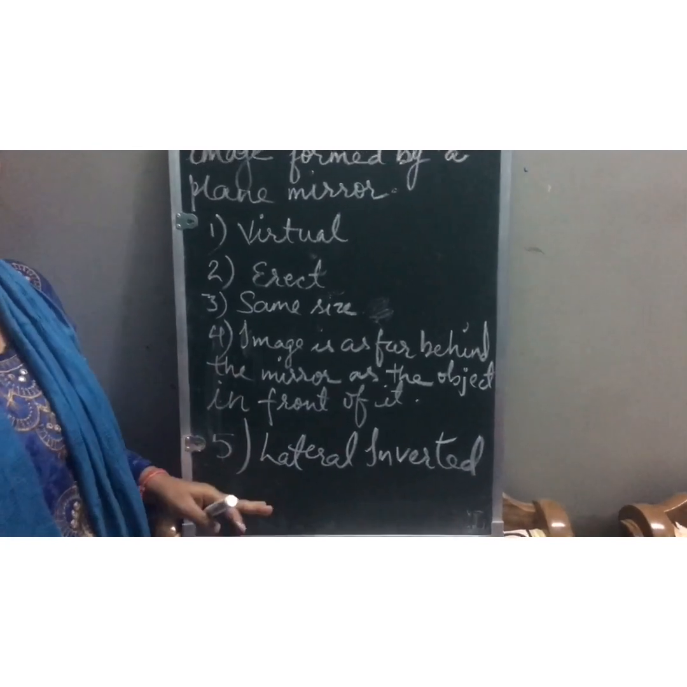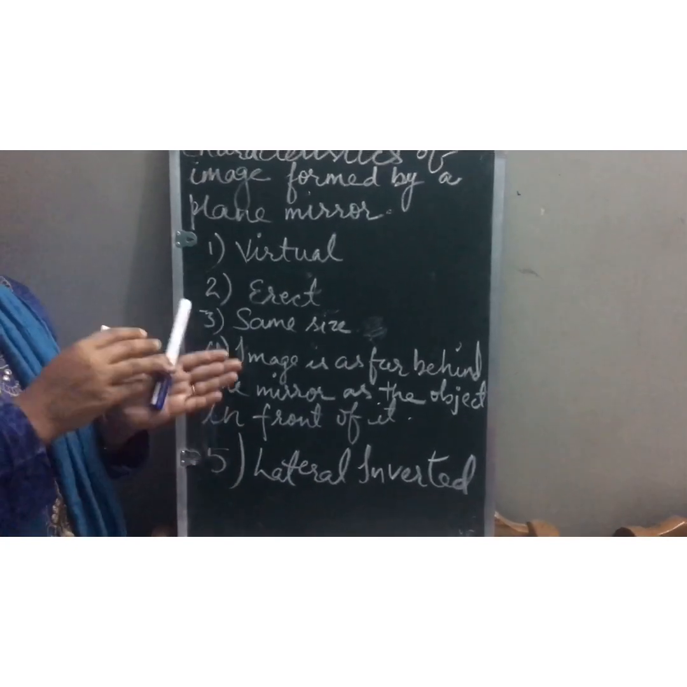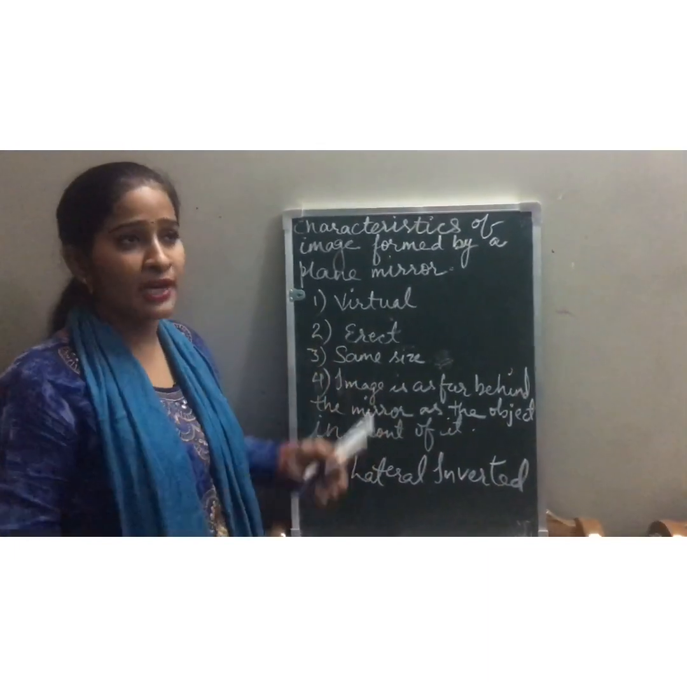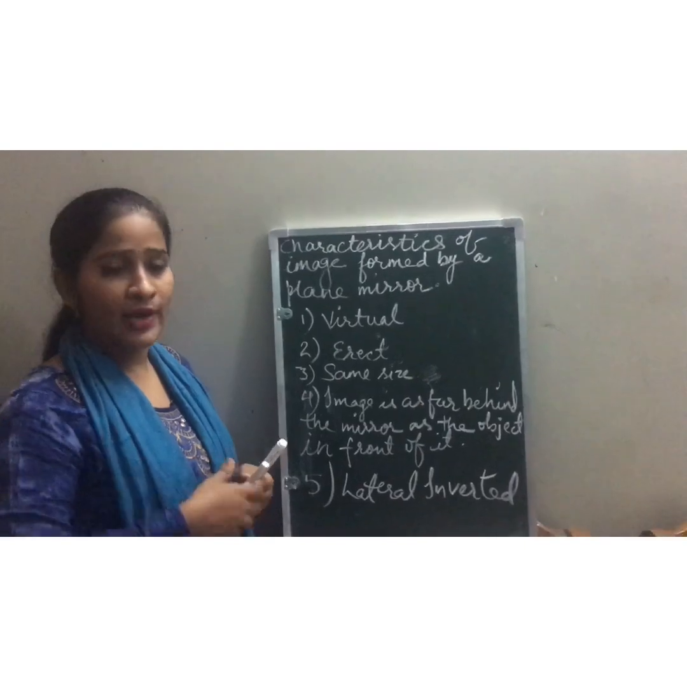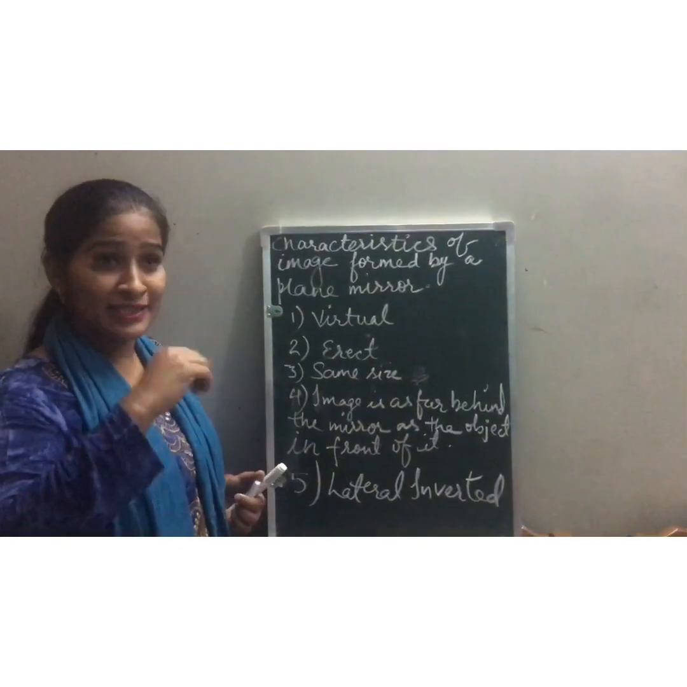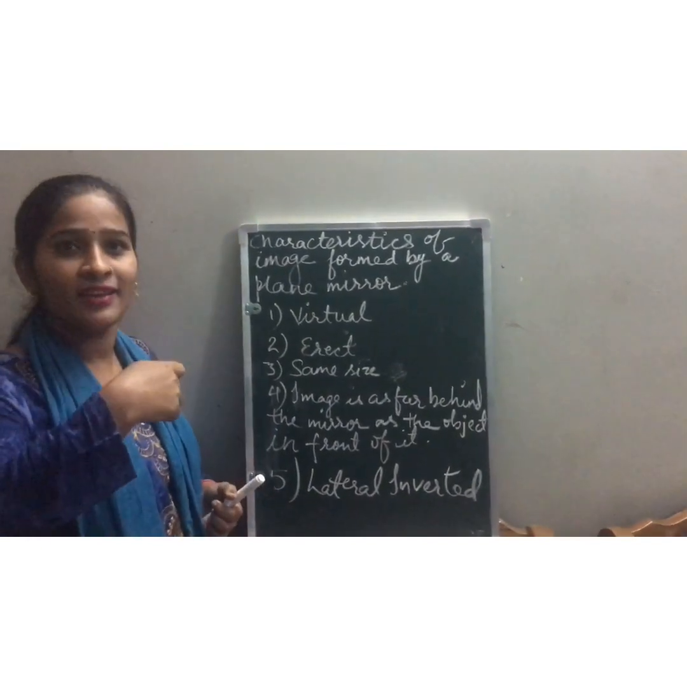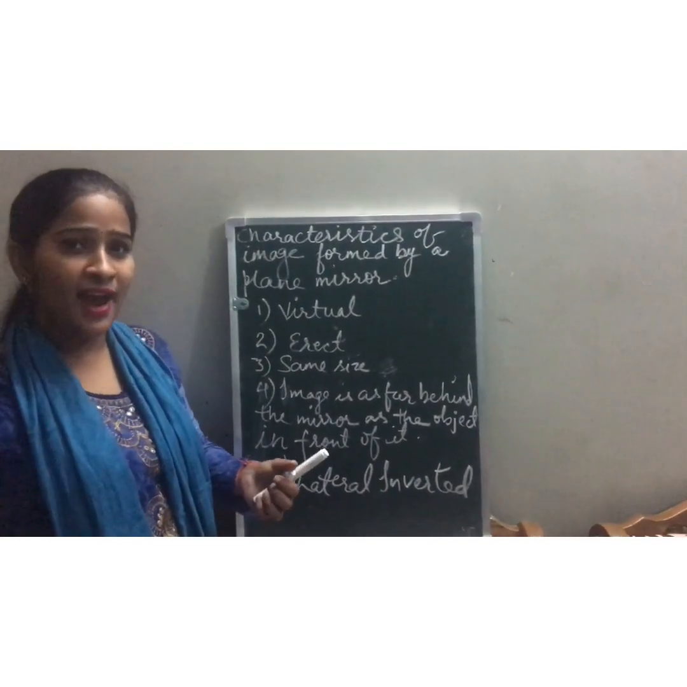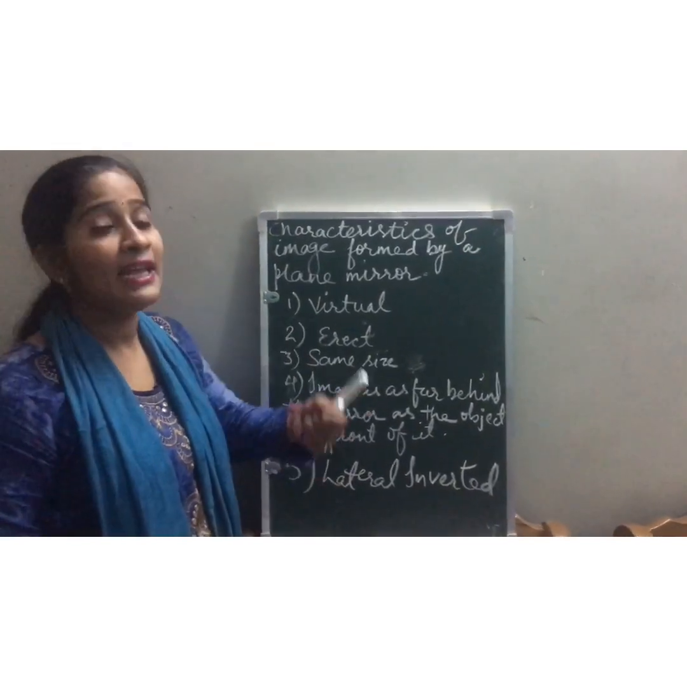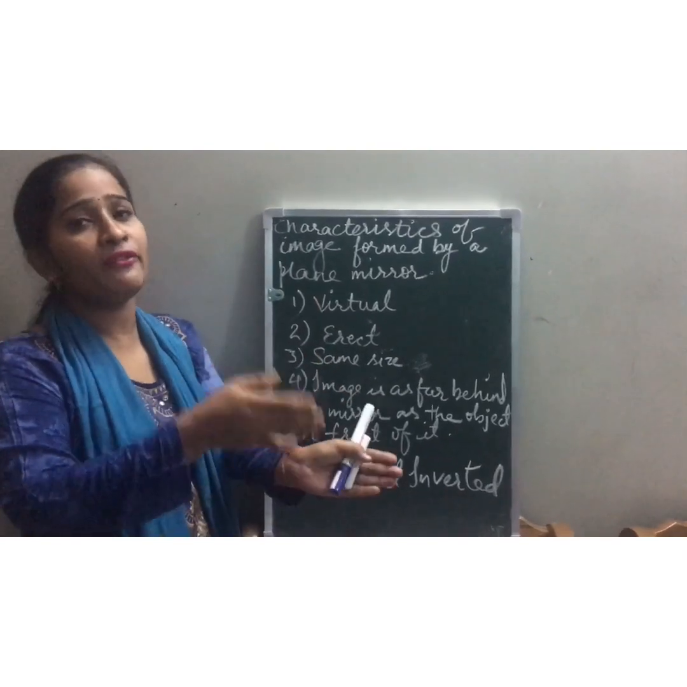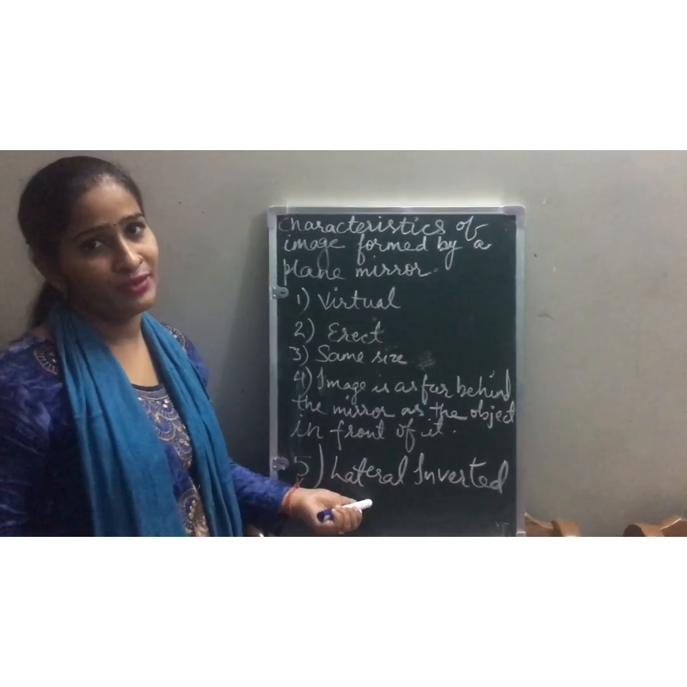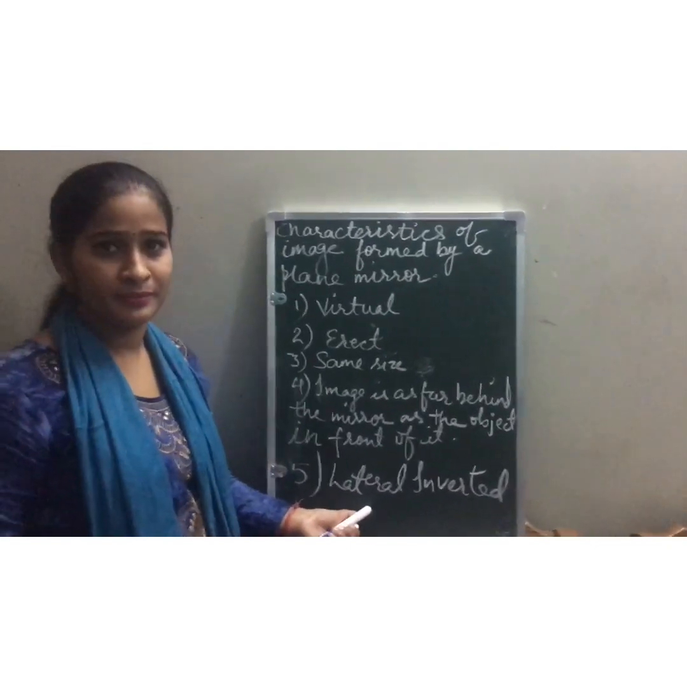Lateral inversion is a phenomenon, the exchange of left and right side in an image. For example, when you stand in front of a looking glass at home and you start eating with your right hand, and you observe in the mirror, it seems that you are eating with your left hand. You comb your hair with your right hand, but in your image it seems that you are combing with your left hand. That means the interchange of left and right side in the image is called lateral inversion. I hope you all understood it.